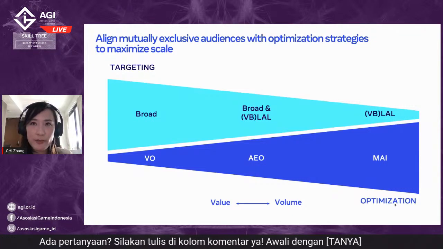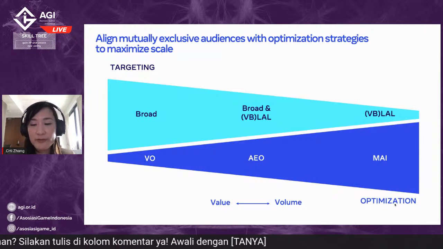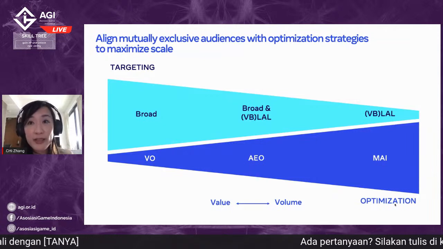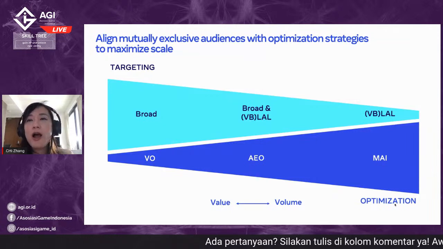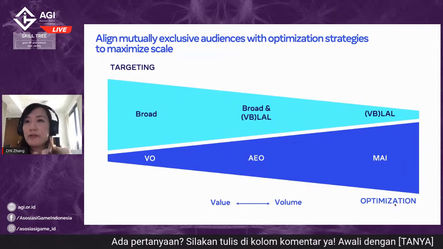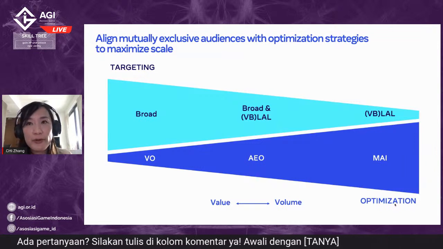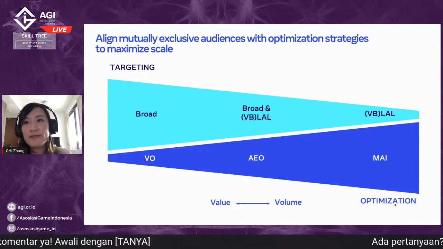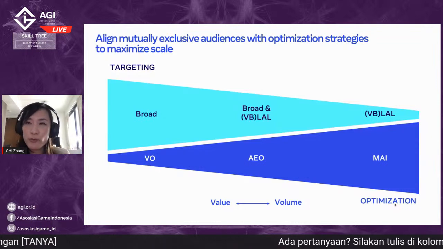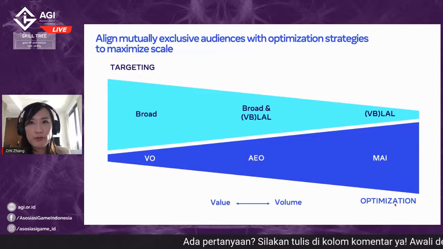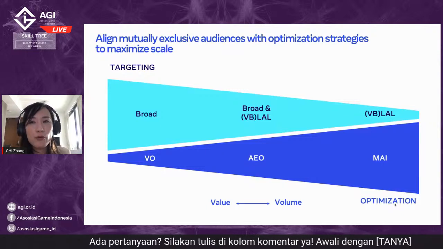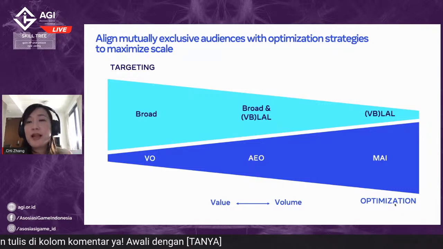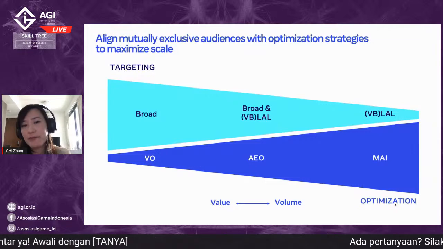So this is just an example of how we map out the different optimization objectives with the different targeting options. It doesn't mean that you have to go this way. You can definitely test it out. For example, can I use broad targeting with MAI? Definitely, for sure. So you can test out which way of combining these targeting options and optimization methods will work best for you. So this is just an example and doesn't mean that this has to be the way that you pair them.